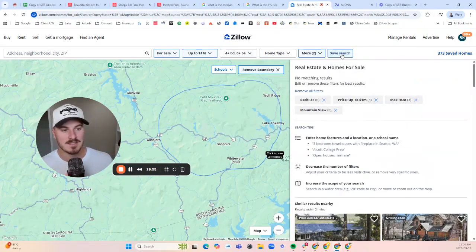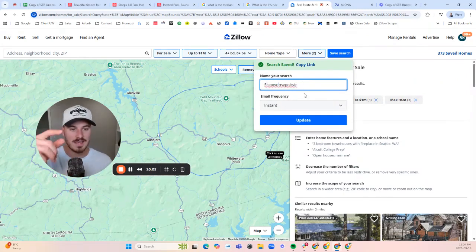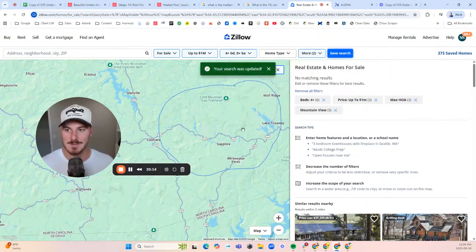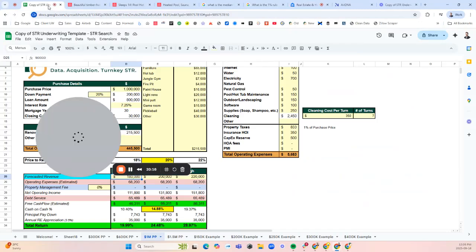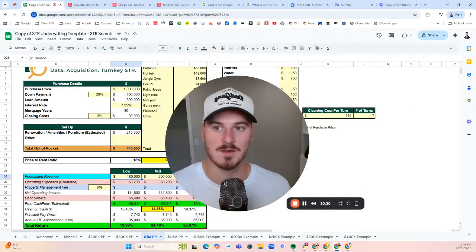And at that point, you could save this search and say, this market, whatever. You can name it whatever you want. And you save this and you ask for an email instantly. So as soon as the market hits the requirements that you're looking for, it'll pop up. And then you can know that that's a property that's actually worth investing into based off of that specific market.